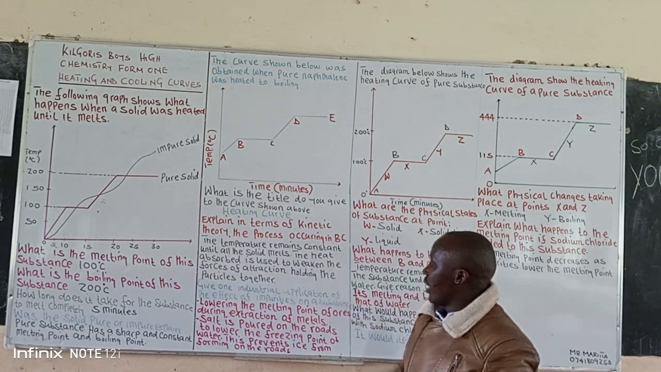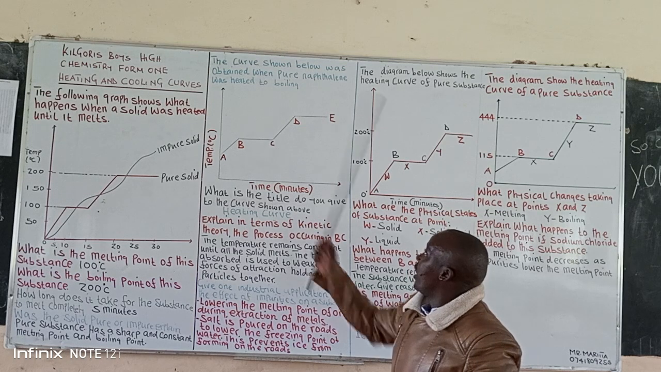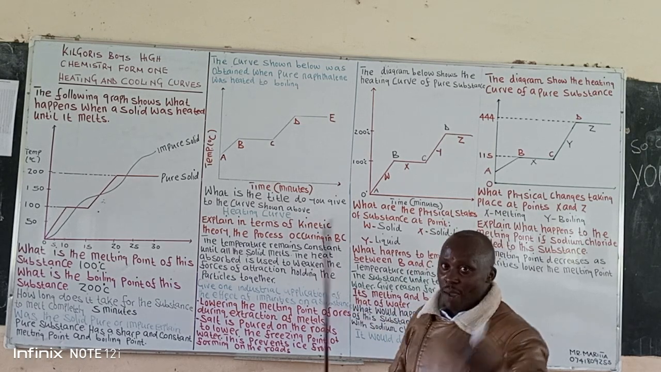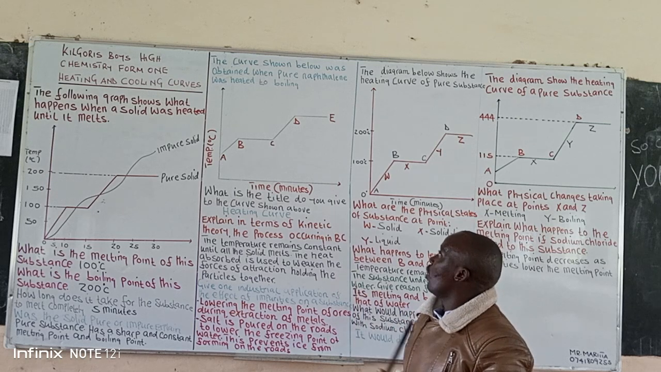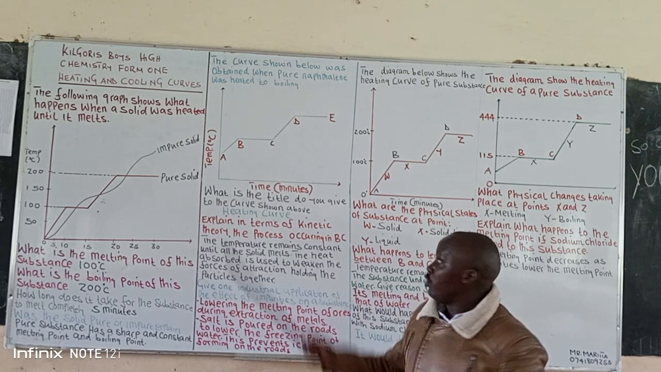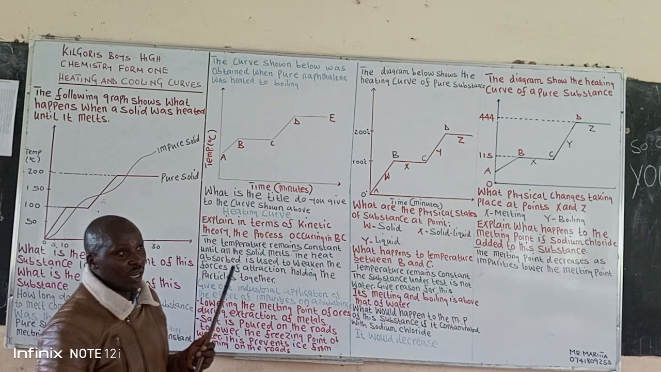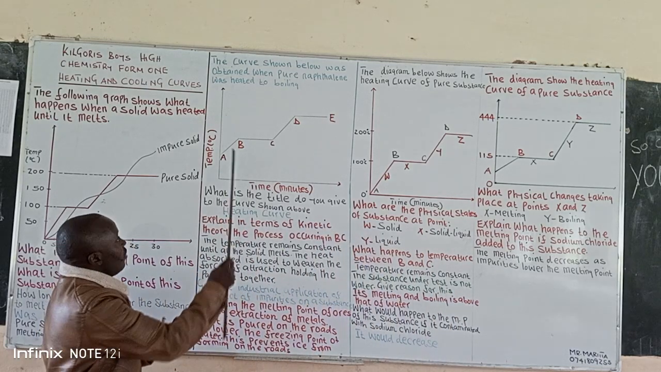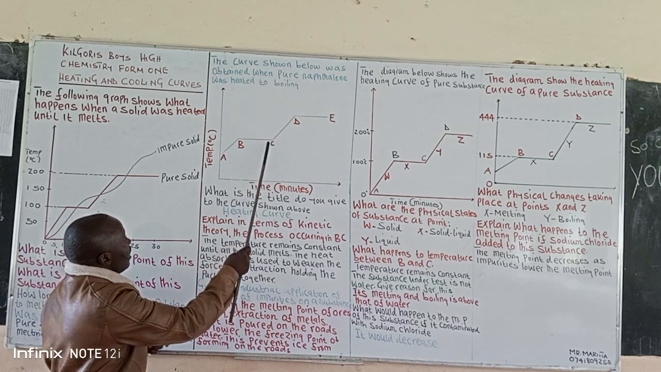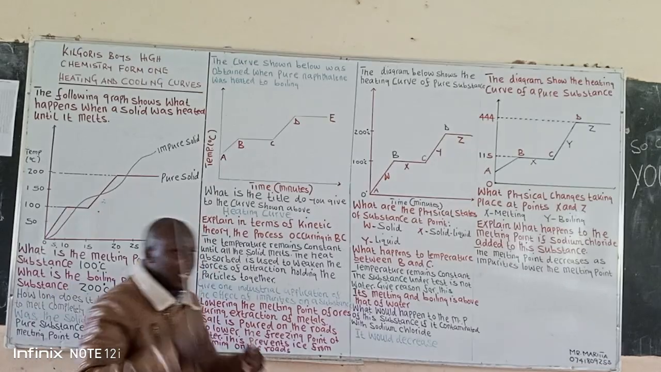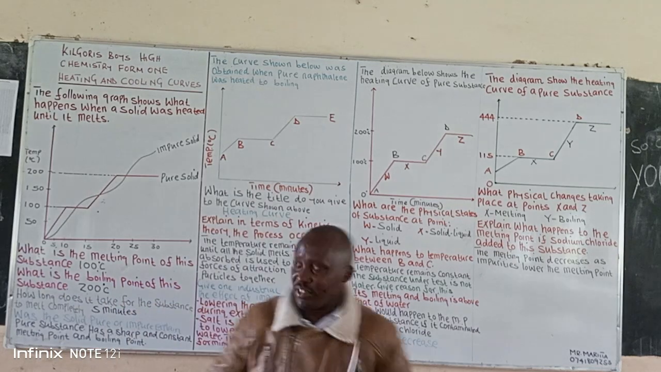Now, there is another one here: the curve shown below was obtained when pure naphthalene was heated to boiling. You can see from the screen that this one is pure naphthalene, because on this graph we have sharp melting and boiling points of naphthalene. So this one indicates the heating of pure naphthalene.